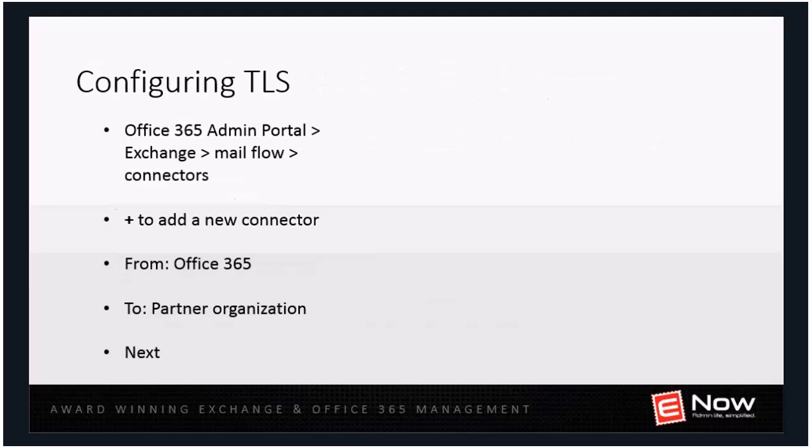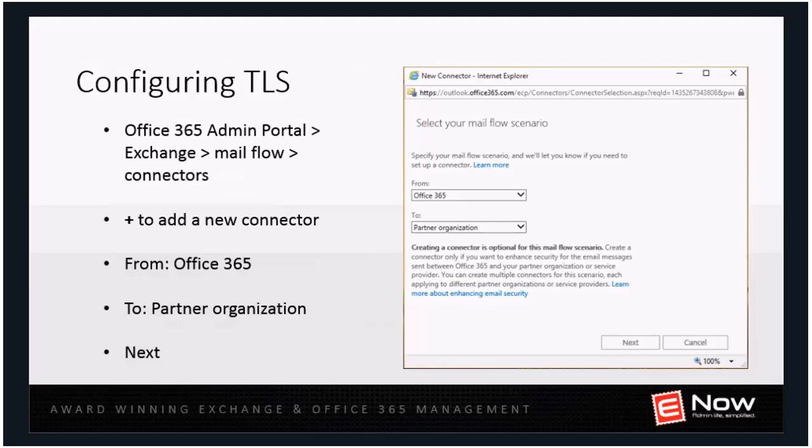So let's talk about how to configure TLS here real quickly. Configuring TLS in your Office 365 portal, you can go to the Office 365 admin portal, Exchange, Mail Flow, Connectors. From that page in the upper left-hand corner, you're going to see the plus arrow there that'll allow you to add a new connector. When you hit that Add a New Connector, it's going to bring up the New Connector Wizard, which you can see pictured there on the screen now. On this first page, what you're going to want to do is select from Office 365 and to a partner organization for this TLS connector.